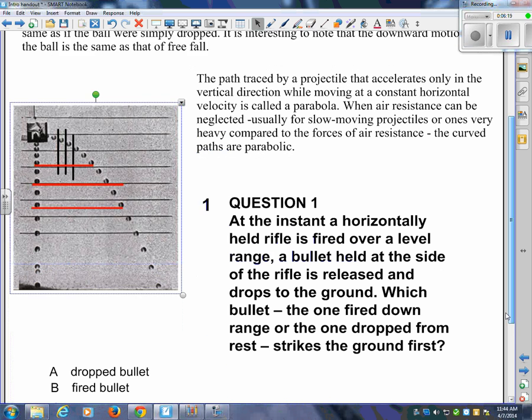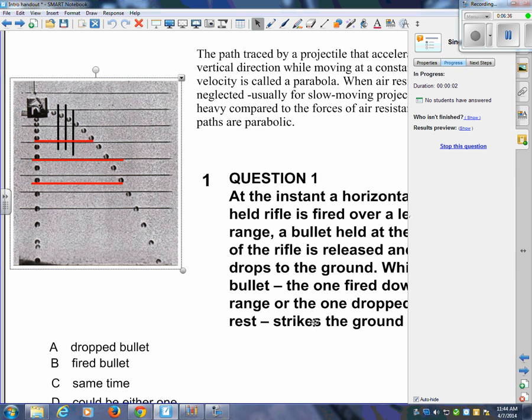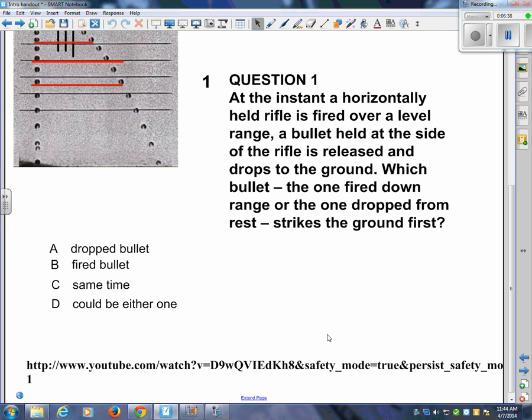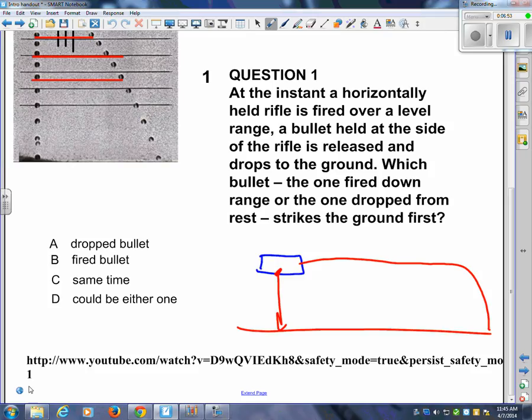Okay, so here's the first question. At the instant a horizontally held rifle is fired over a level range, a bullet held at the side of the rifle is released and dropped to the ground. Which bullet, the one fired downrange or the one dropped from rest, strikes the ground first? Here's my rifle, right? I've got a bullet that is fired like this and then drops, and I've got another bullet that drops like that. Which one hits the ground first?